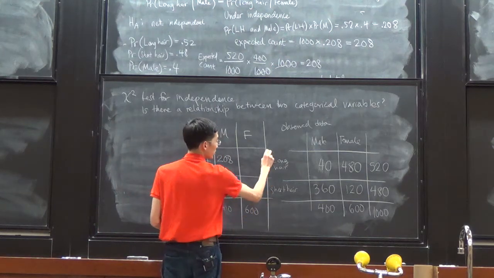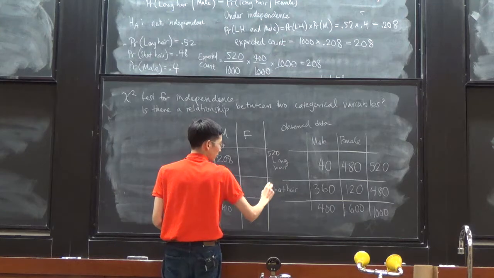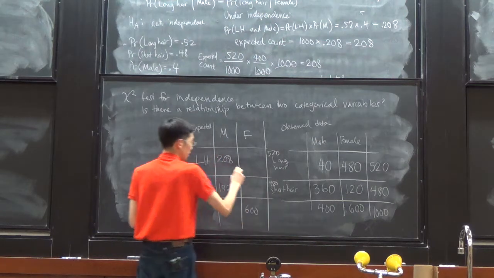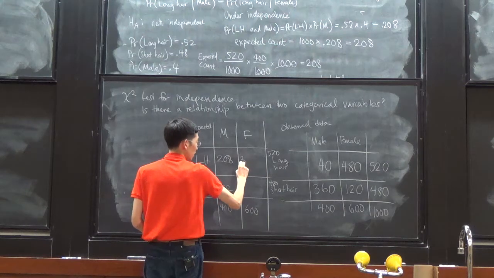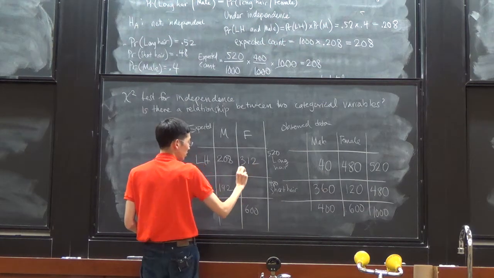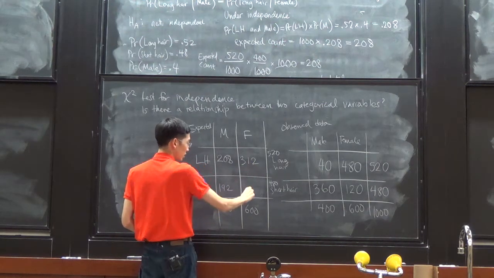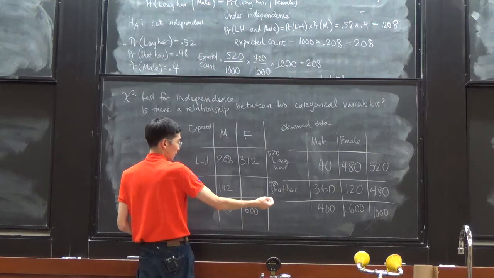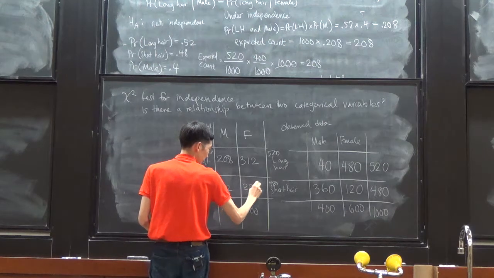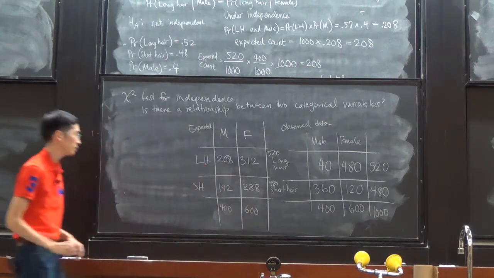And the same goes for the row totals as well. So 208 plus some number has to be 520, so I have to stick in 312. And I would have to stick in, I can't do the math for some reason, 288. Okay?